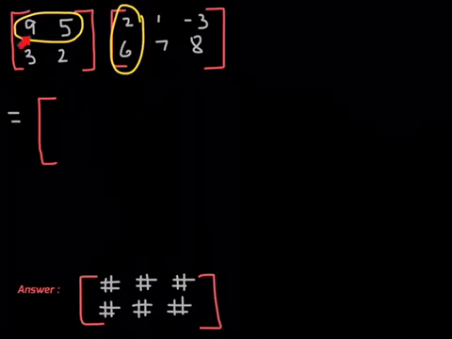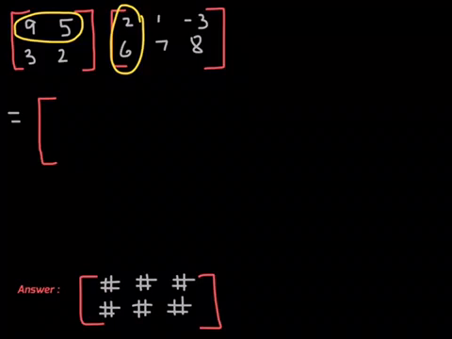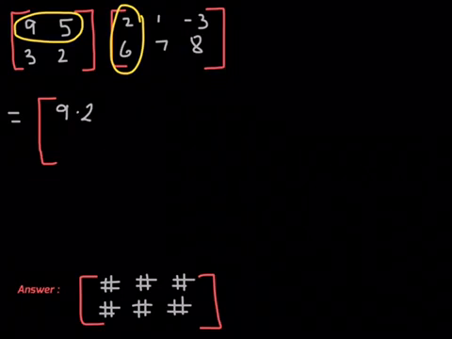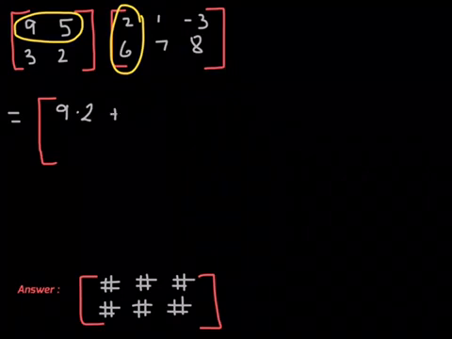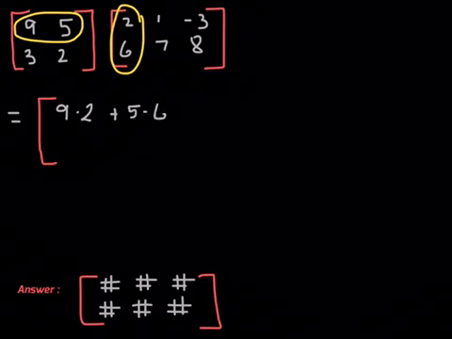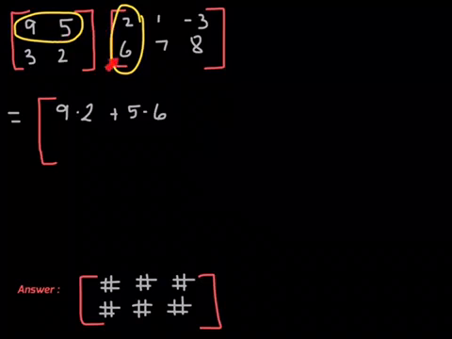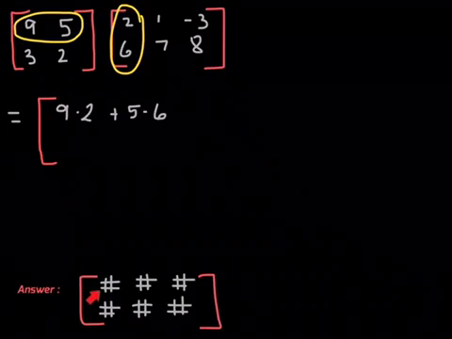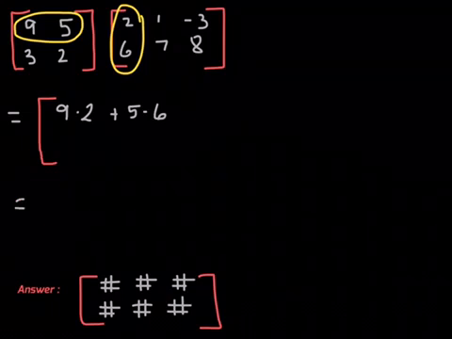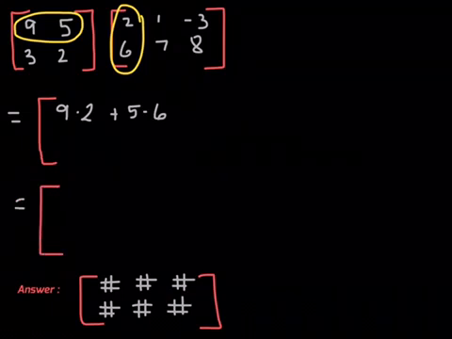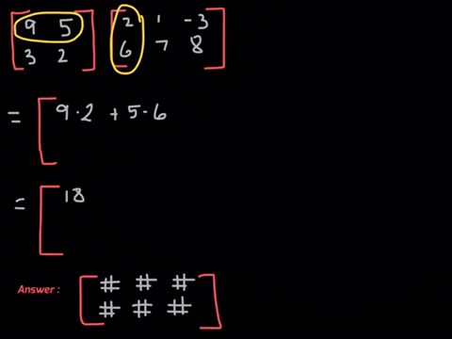So we're going to do 9 times 2. Watch this. Follow me now. 9 times 2. Plus 5 times 6. Okay, did you get that? 9 times 2 and then plus 5 times 6. All of that will give me this first entry, which is the first row, first column entry. Okay, so let's figure out what that is. So we know 9 times 2 is 18, and then 5 times 6 is 30. So let me erase this real quick.